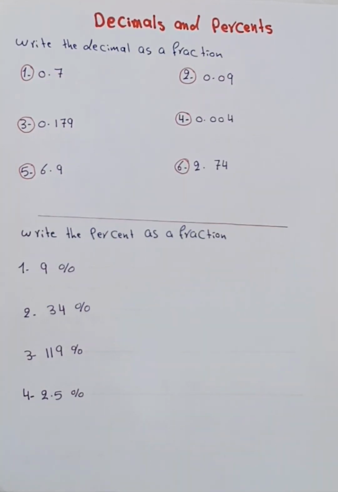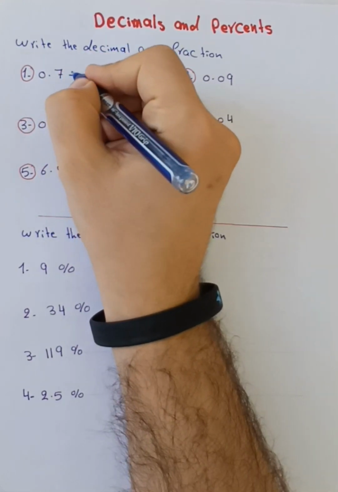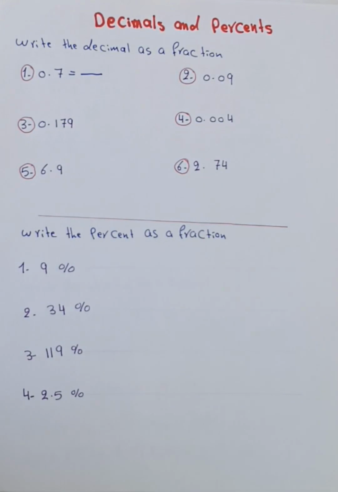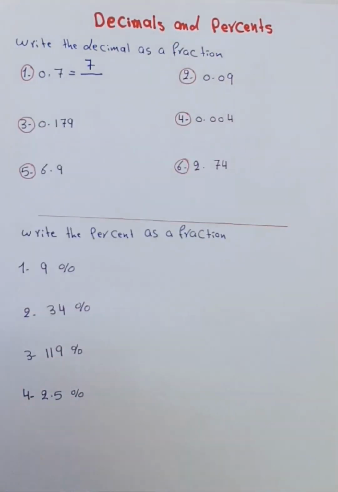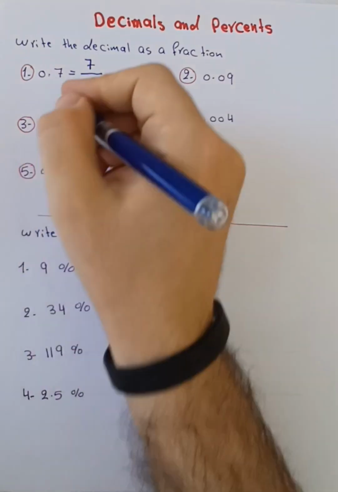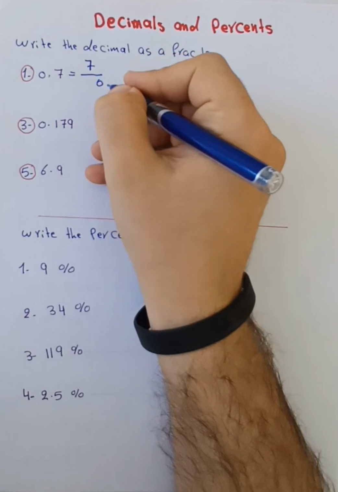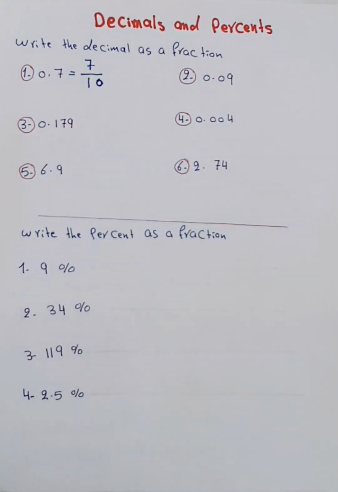After that, the third part of this lesson: how to write the decimal number as a fraction. Example number 1, you have 0.7. When we want to change to a fraction, draw a line, and after the point you have 7. 7 is the numerator, and for the denominator, after the point you have only one number, so you write 1 with 0, 10. Equal to 7 out of 10.